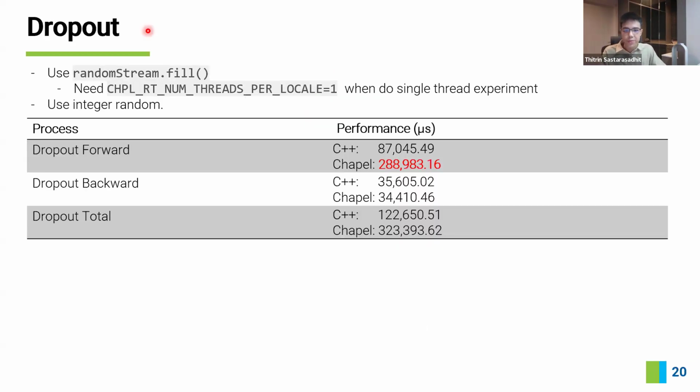For the dropout layer, I use the random stream in the random module, which is part of the main module of Chapel. I also use the integer random too, but it's still quite slow. The main slowness of this layer comes from the random number generator. It's quite slow, and I couldn't make it faster at this point.